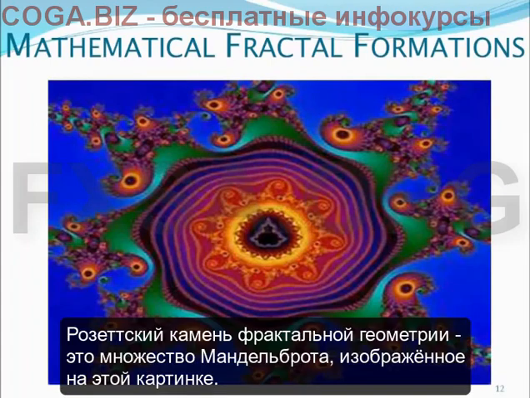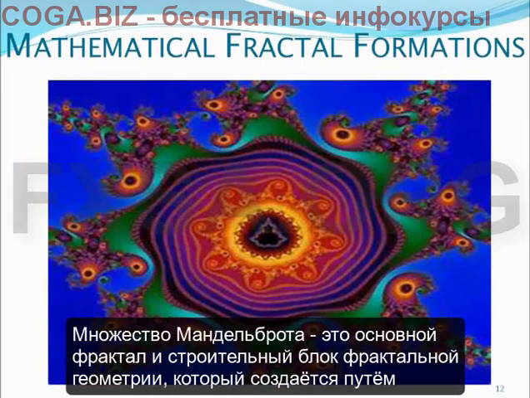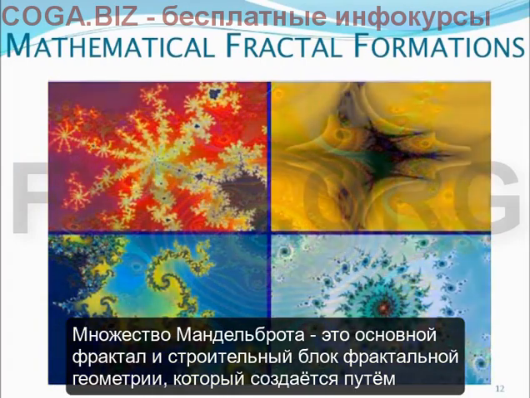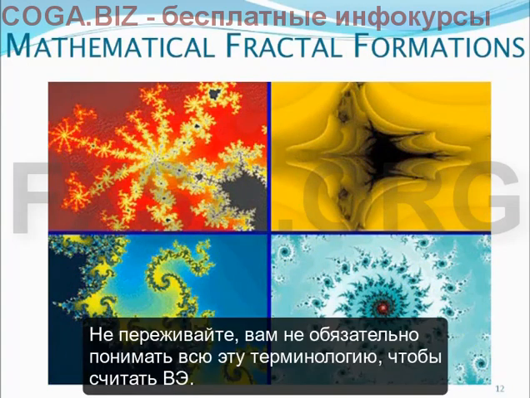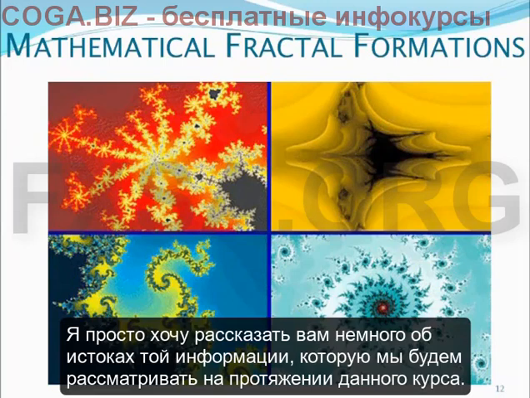The Rosetta Stone of fractal geometry is the Mandelbrot set shown in this picture. The Mandelbrot set, the master fractal and building block of fractal geometry, is produced by graphing the numbers resulting from the iteration of a second-degree polynomial on the complex plane. And don't be concerned, you don't need to understand all these terms in order to count Elliott waves. I just want to give you a little background of some of the information we're going to be sharing with you during this course.